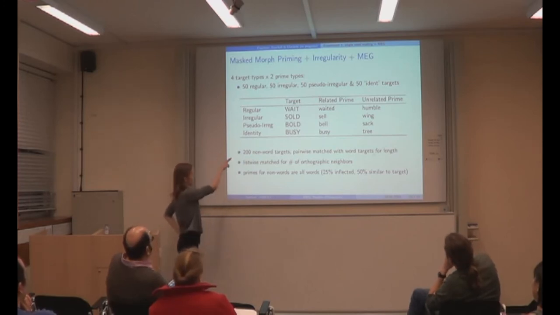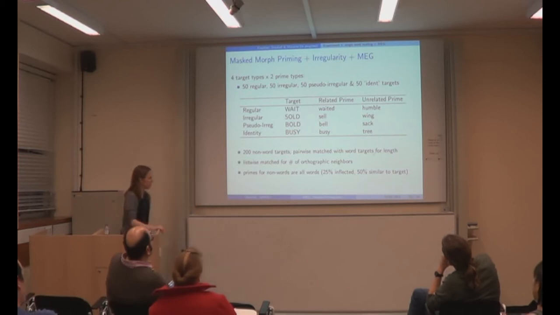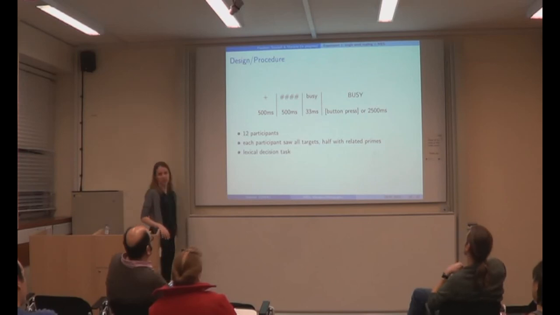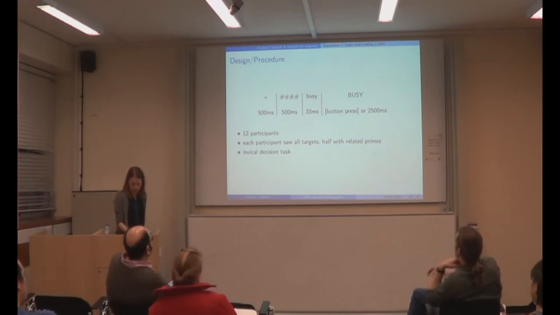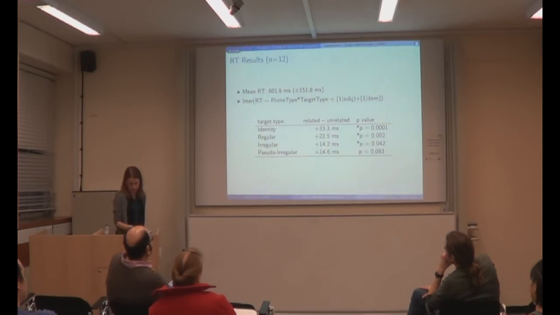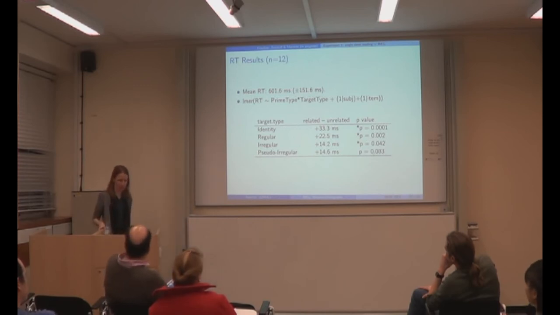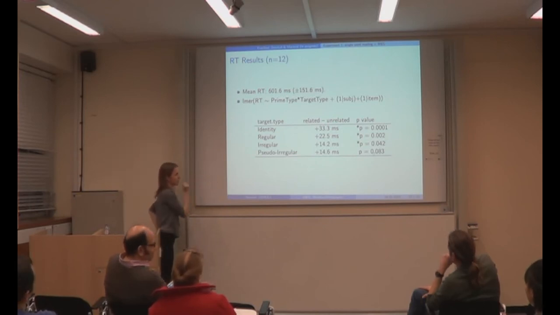So we were comparing regular, irregular, pseudo-irregular, and then an identity condition as a kind of baseline. Each trial had 33 milliseconds of exposure to the prime, so very short, and 12 participants, so not a huge amount. But nonetheless, and this is something that we see over and over again with MEG studies, even though you have a small number of participants, something about putting people in a scanner makes them take life so much more seriously that you can get robust behavioral effects with a much smaller sample size than you would in a button press kind of lab.